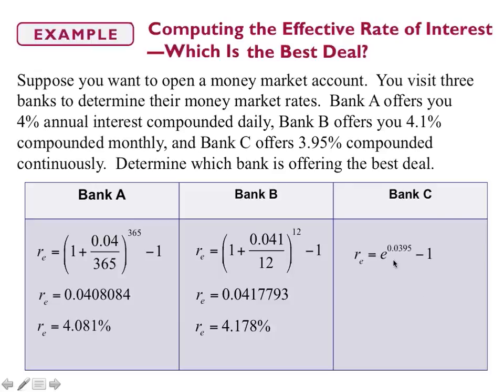Now Bank C is continuously, so we have our formula where we raise e to the power of our rate and then subtract 1. So this is probably the easiest formula. So we do e to the 0.0395 power and then we subtract 1, and you should get 0.0402905, which is 4.029%. So 3.95% compounded continuously is equivalent to 4.029%. So Bank B is definitely your best option in this scenario.